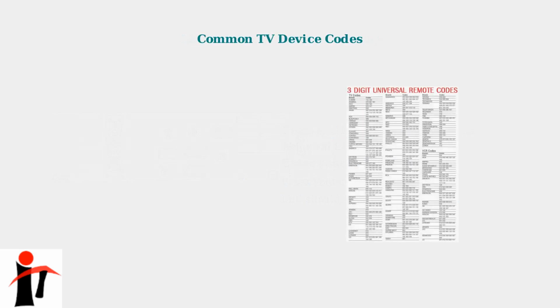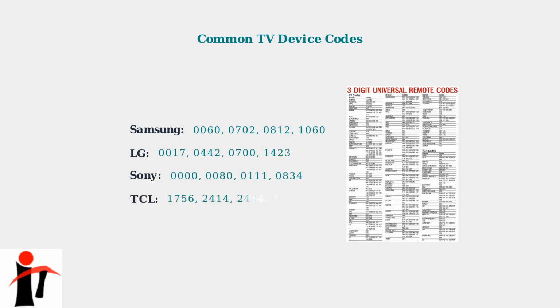Here are the most common device codes for popular TV brands that work with Optimum remotes. Common codes for popular TV brands include Samsung with code 0060, 0702, 0812, and 1060. LG uses 0117, 0442, 0700, and 1423. Sony typically uses 0080, 0111, and 0834. For TCL TVs, try 756, 2414, 2434, or 3183.